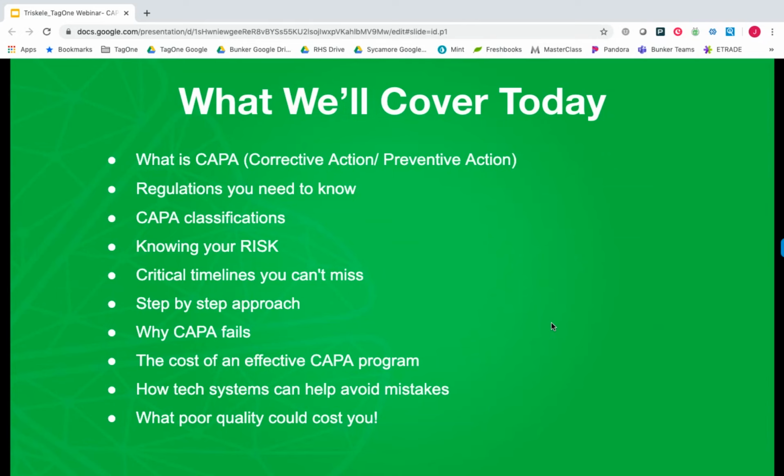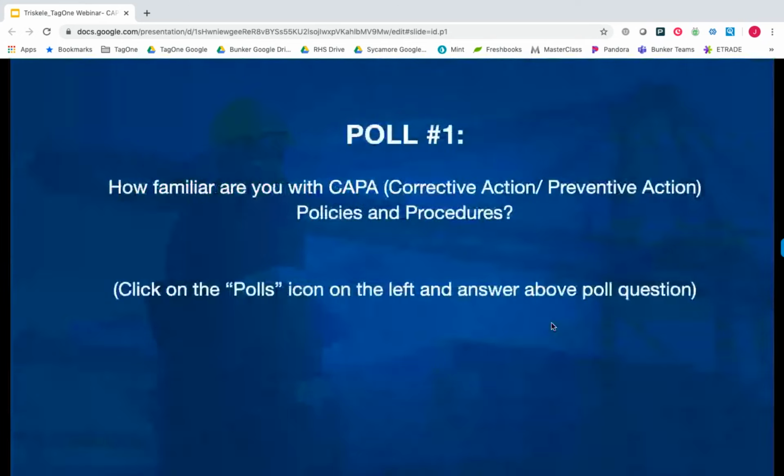Before we are able to get a little bit inside Kathleen's brain and have her share her knowledge, let's run a quick poll for us, everybody. So I'm going to post a poll because I like to keep you guys on your toes. And the poll is, how familiar are you with CAPA and the policies and procedures, just to get a sense of where everybody is at today.